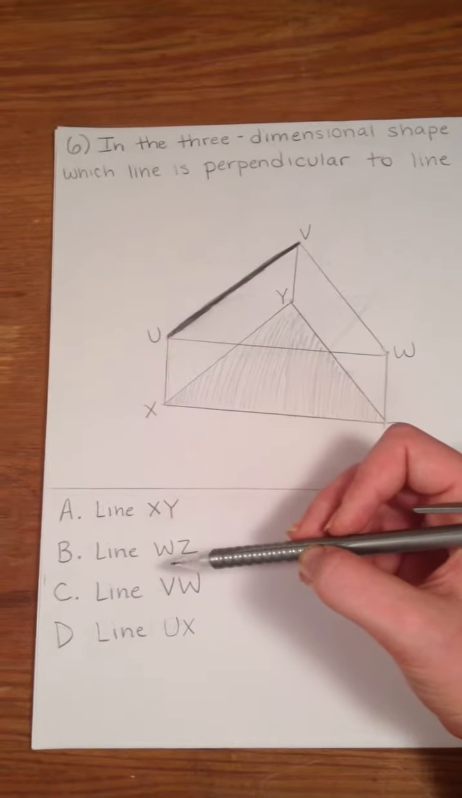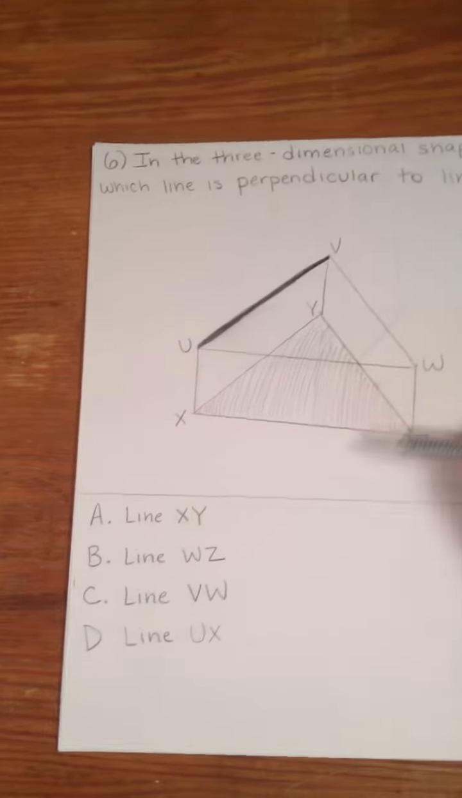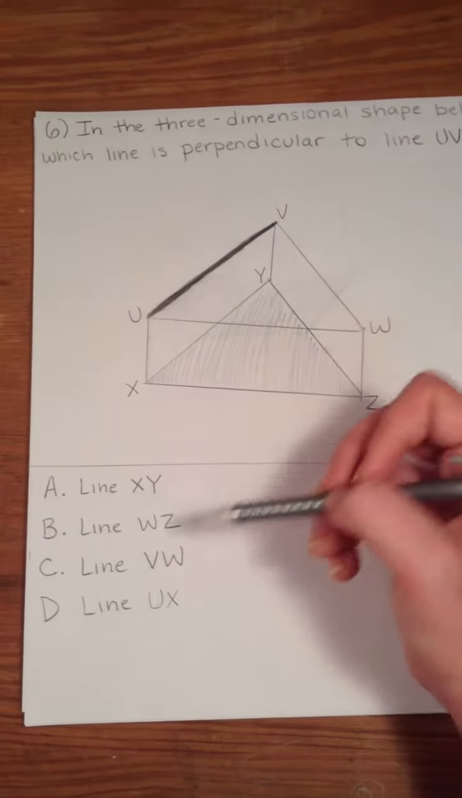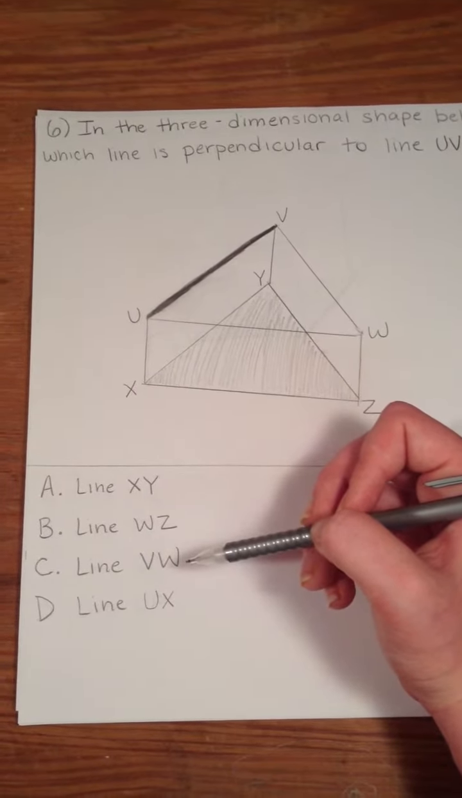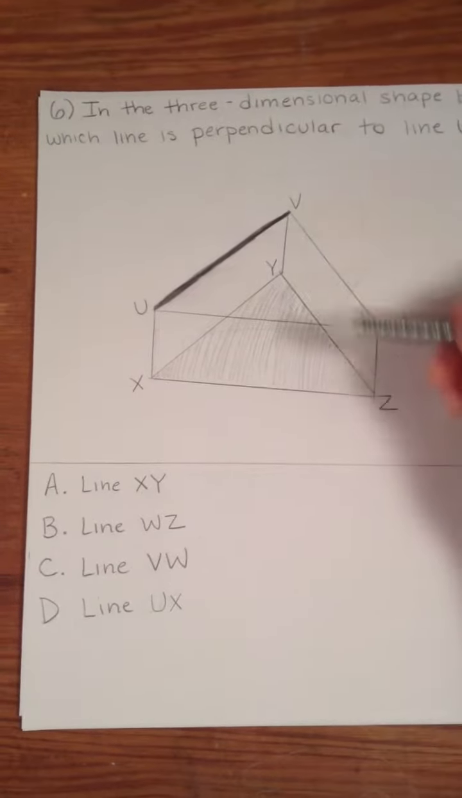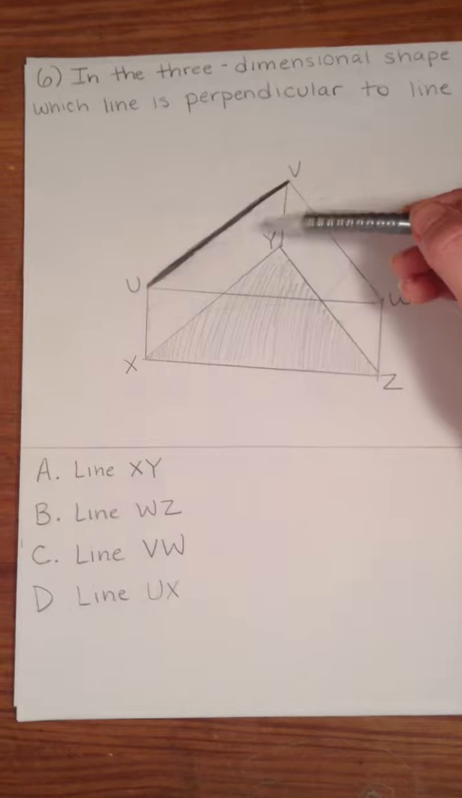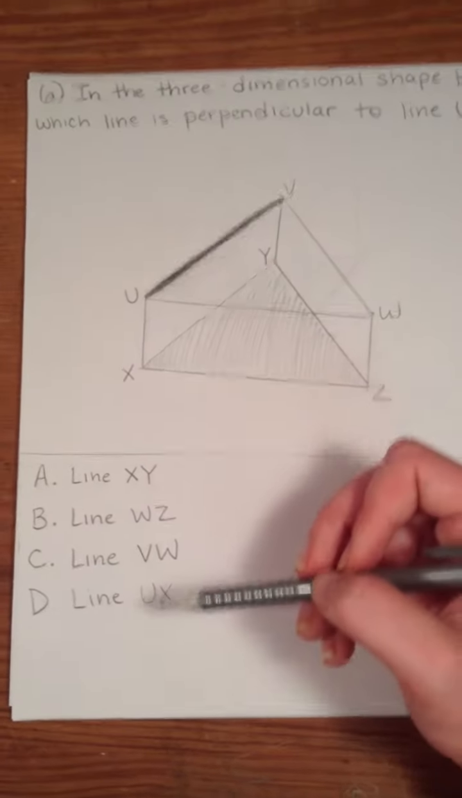Choice B is line WZ. If we look at WZ, it's not even touching UV, so that can't be the answer. Choice C is line VW. Well, if we look at VW, we'll see that it's touching UV, but it's not forming a right angle since this is not a right triangle.